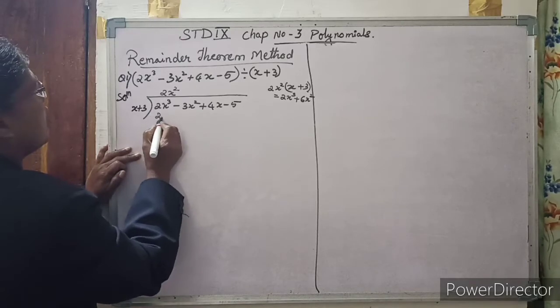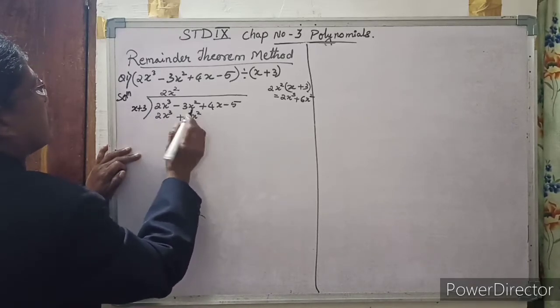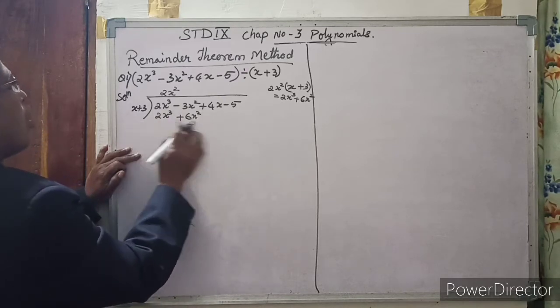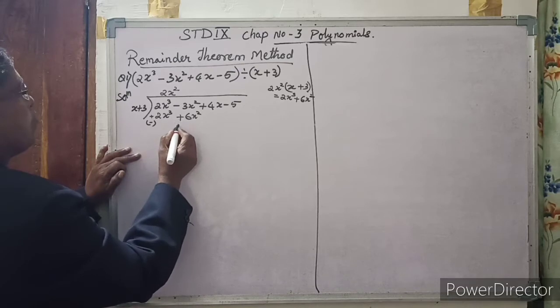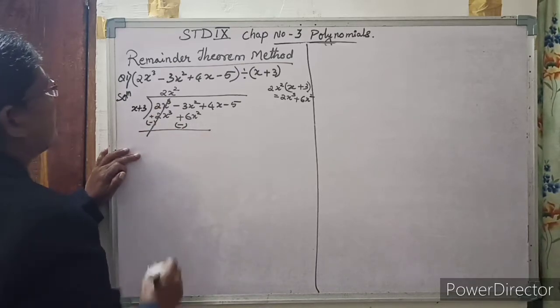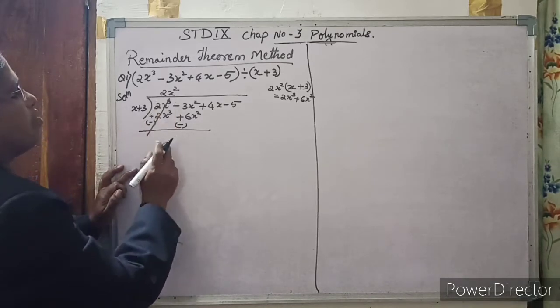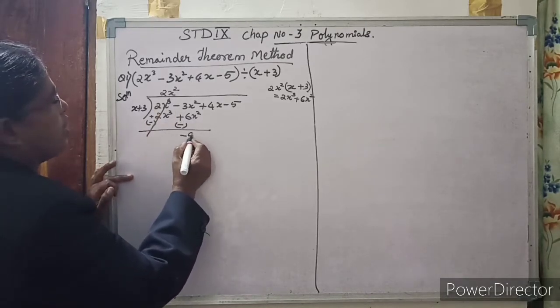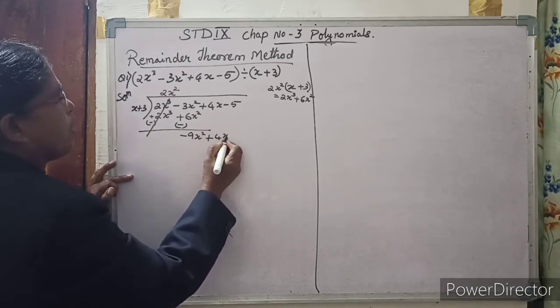Then here I got 2x cube plus 6x squared, similar terms. Now I have to subtract this, so change the sign. This is plus, it will change to minus. This is plus, it will change to minus. So this term gets cancelled. Now take this sign and this sign. Both the signs are same, add and put the same sign. So I get minus 9x squared. Bring down the next term plus 4x.